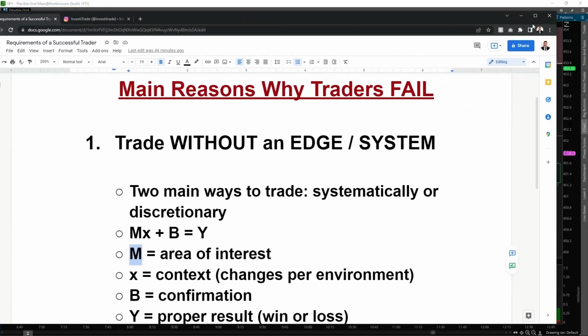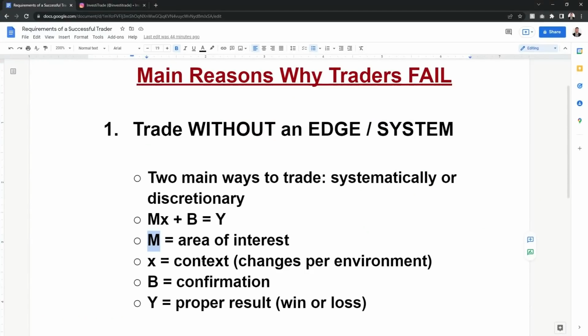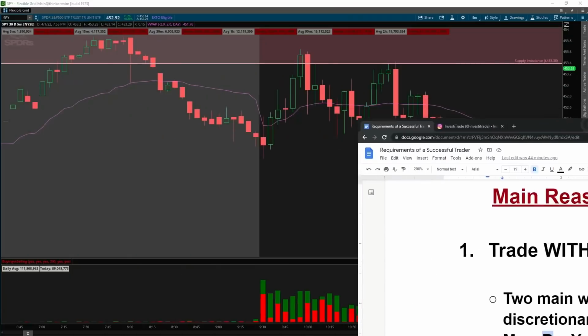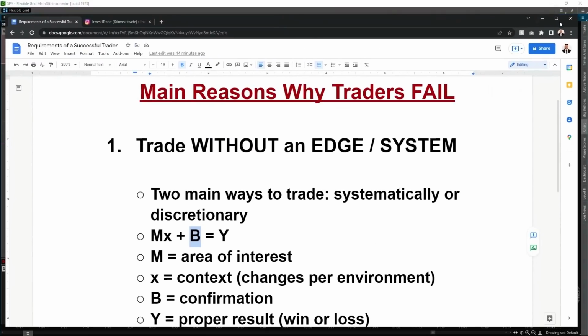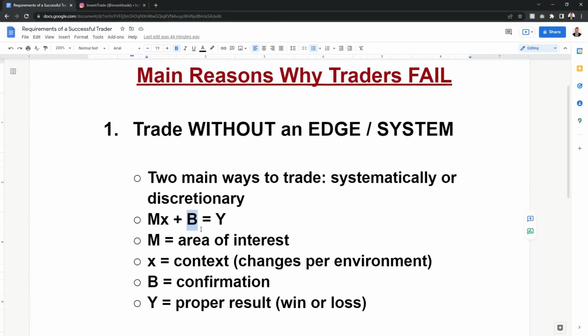Then we have X, which is market context, and this changes per environment. This factors in buyers and sellers. This factors in volume, volatility, and the type of environment and the conditions that we are trading in. B is my confirmation. For me, I use price and volume. There are many different confirmation factors that I use depending on the setup. And then that's going to equal Y. That's a proper result, win or loss.